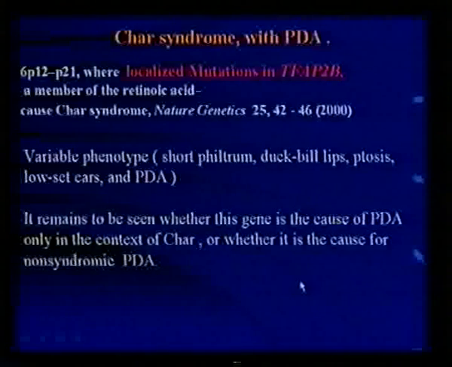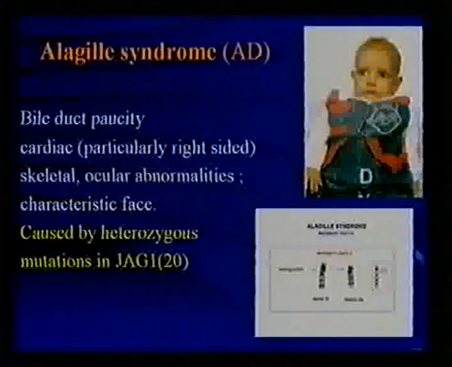Char syndrome has also been reported to involve a mutation in the TFAP2B. This is a gene present on chromosome 6. These patients have typical syndromic features in association with a patent ductus arteriosus.